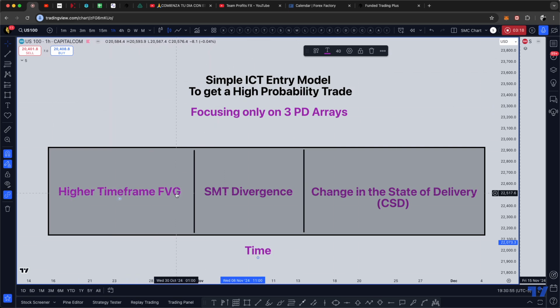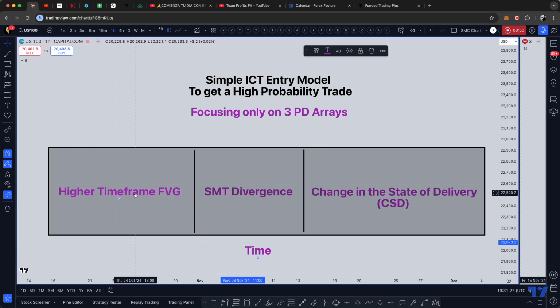One of the first things you need is a higher time frame fair value gap. What time frame specifically? You could use your 15-minute time frame as your higher time frame, and then go to the 1 minute to find your entry, your SMT in the lower time frame, and change in the state of delivery. But you need a higher time frame. It could be daily, 4 hour, 1 hour, or even 15-minute.